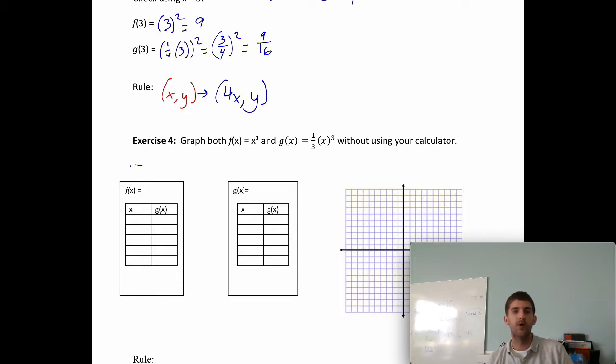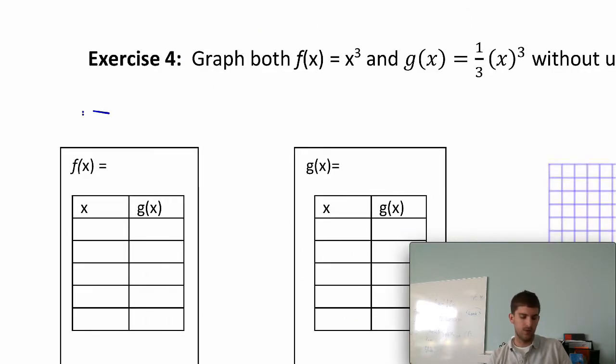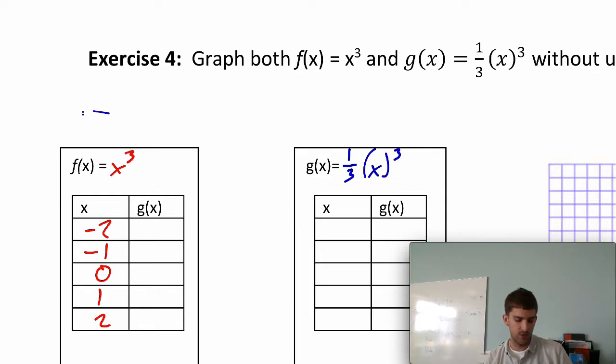It says graph both f of x equals x to the third and g of x equals 1/3 x to the third without using your graphing calculator. So the first, again, still using f of x, I'm going to use this in blue. We're going to do f of x equals x to the third, and then g of x is going to be 1/3 times x to the third. Let's choose some values for x to be -2, -1, 0, 1, and 2. We're going to raise each of those to the third power. -2 to the third power is -8, -1 to the third power is -1, 0 to the third is 0, 1 to the third is 1, and 2 to the third is 8.